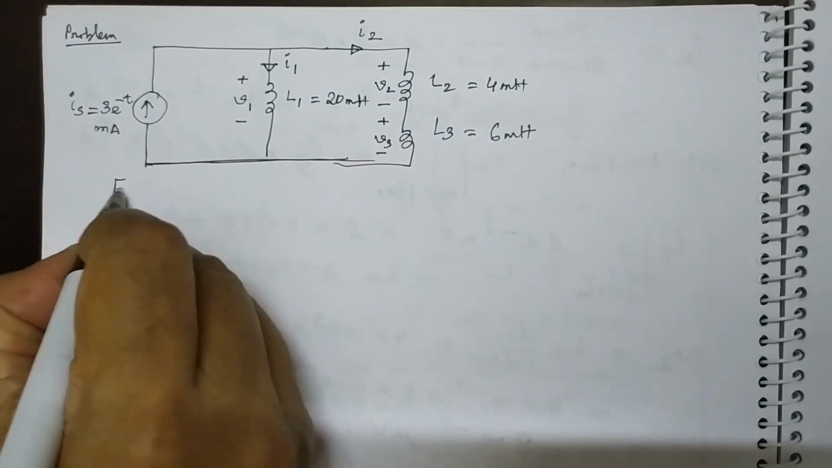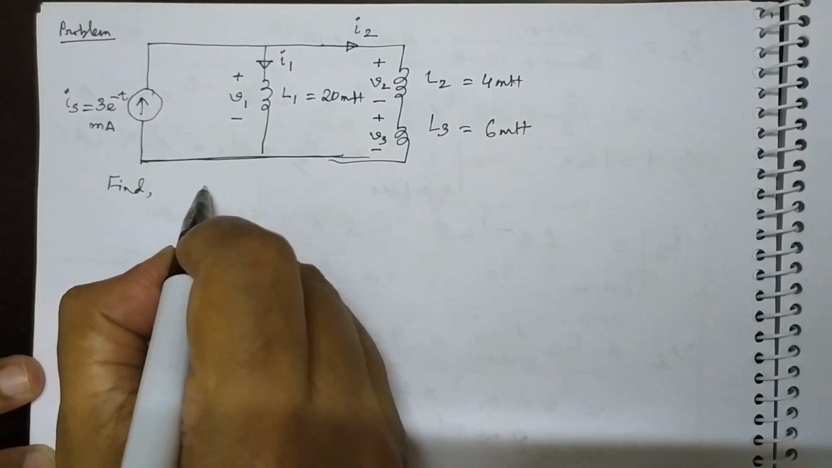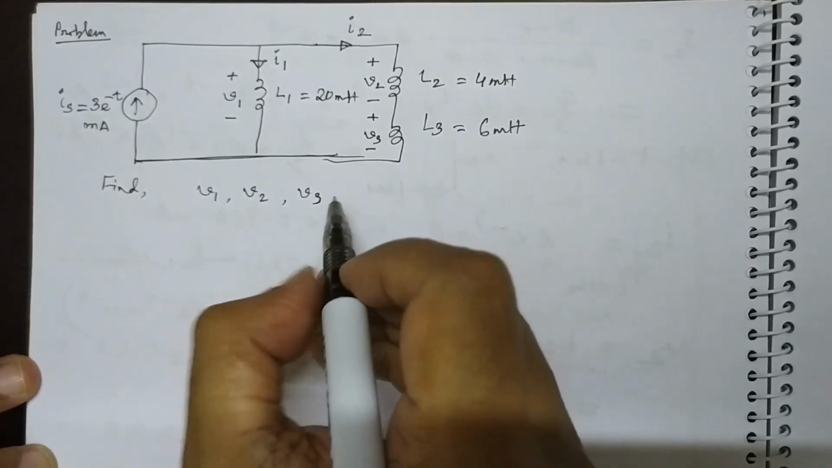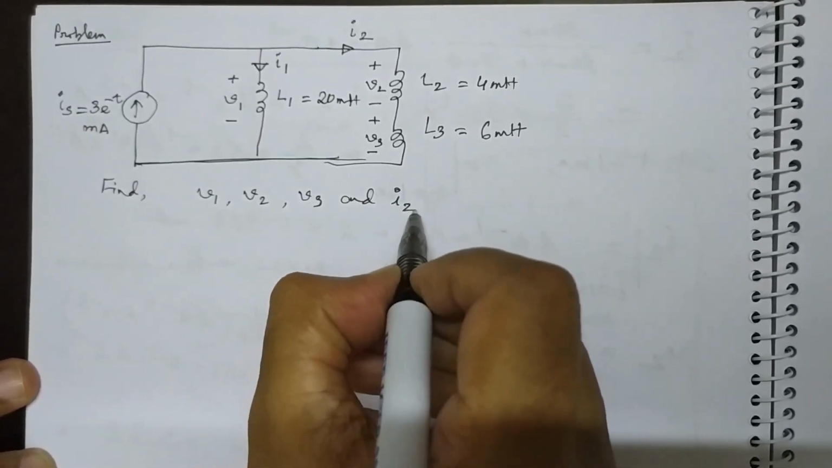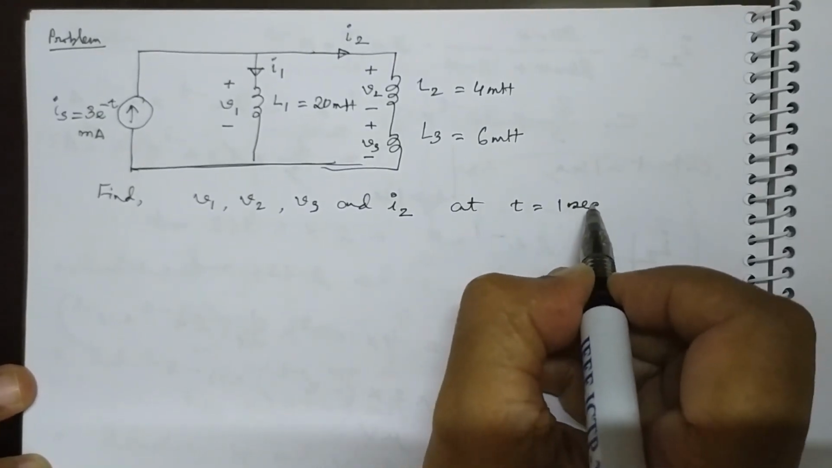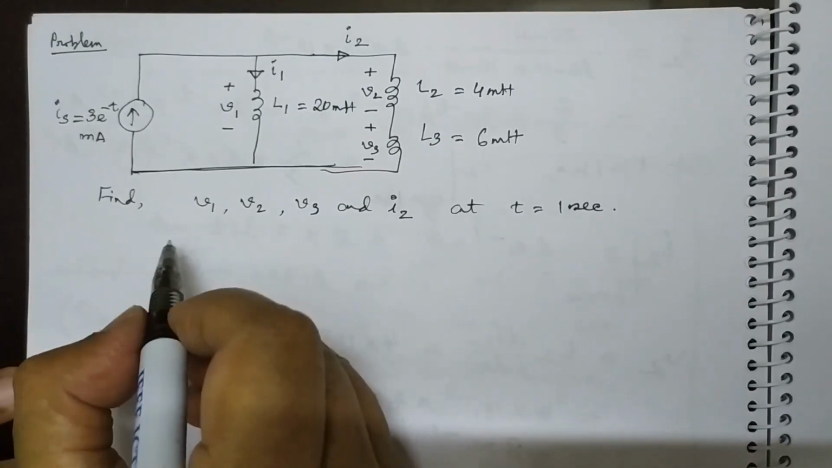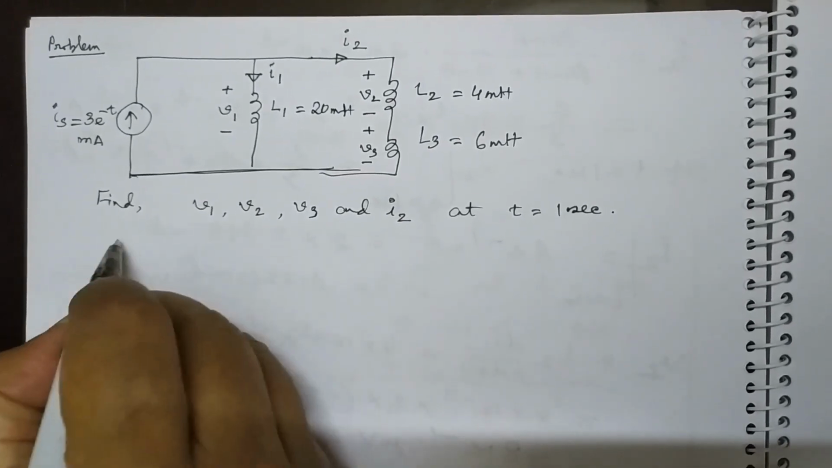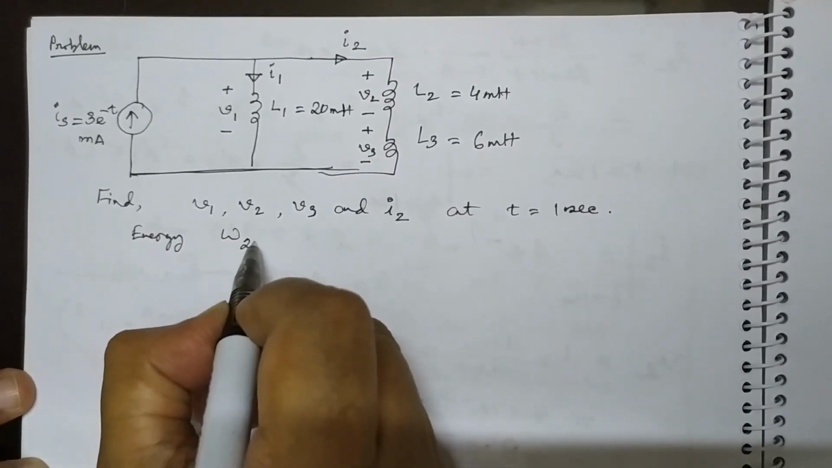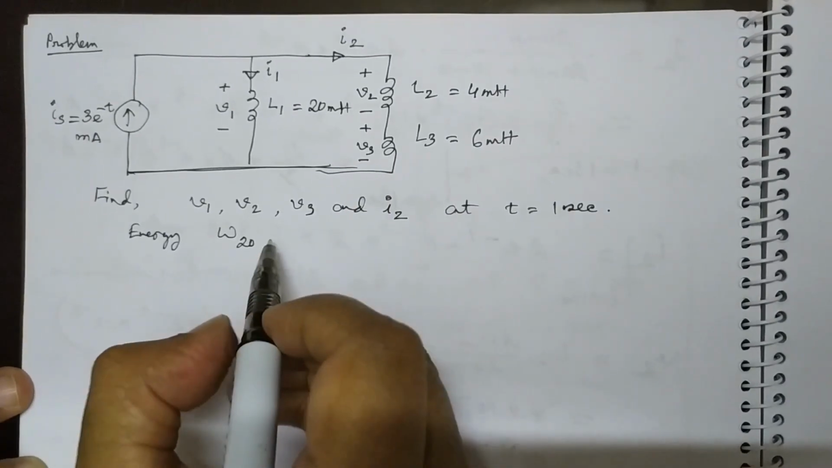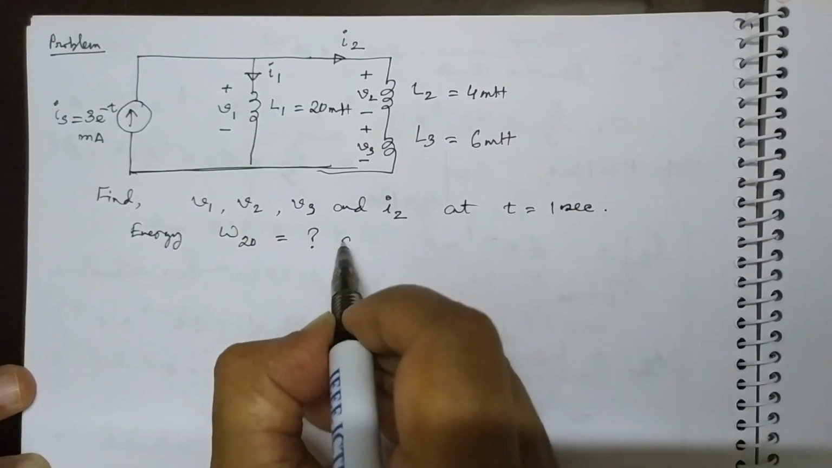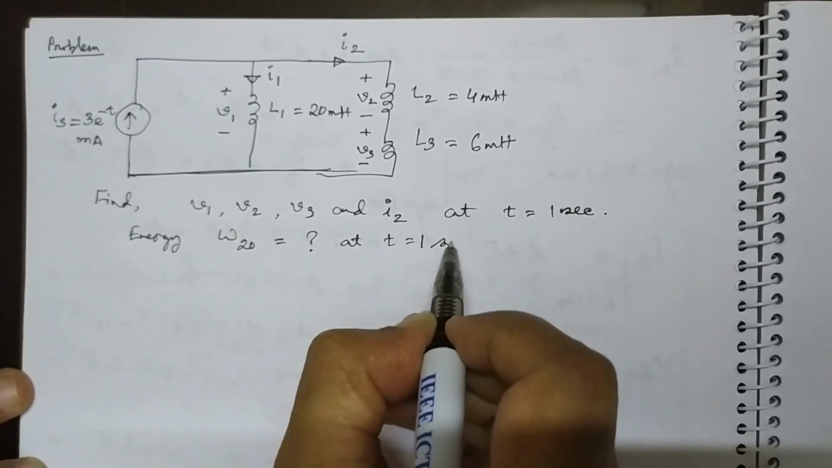Now we have to find V1, V2, V3 and I2 at t equal to 1 second. Also we have to find the energy stored by the 20 millihenry inductor, that is L1, at t equal to 1 second.